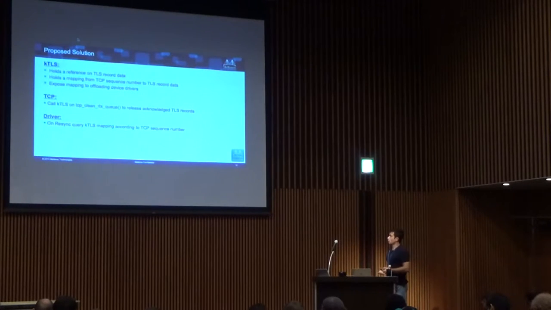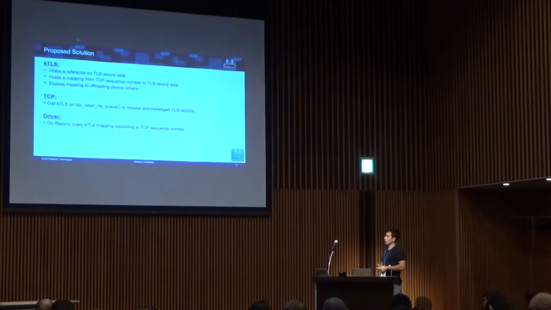So our proposed solution is to divide the implementation in the following manner between KTLS, TCP, and the driver. KTLS holds a reference for the TLS record data. KTLS provides those pages to the TCP stack. So it builds those pages initially, and it takes an additional reference to those pages. This reference is used in a mapping between TCP sequence numbers and TLS records, where this mapping will be later used by the driver. The mapping is exposed to the driver, so it can access it.